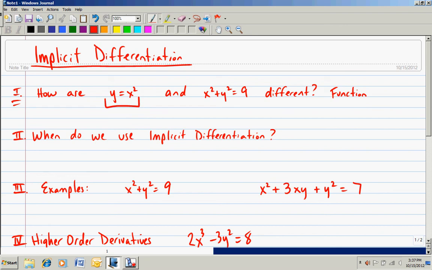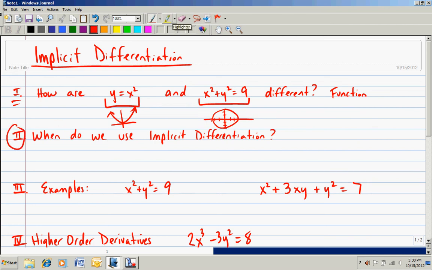is that this first equation is a function, and the second equation, x squared plus y squared equals 9, is not a function. If we were to graph this first one, it's just a parabola centered at the origin. And if we were to graph the second one, it's a circle with a radius of 3. And clearly, a circle doesn't pass the vertical line test, so it's not a function. So that answers question number 2.